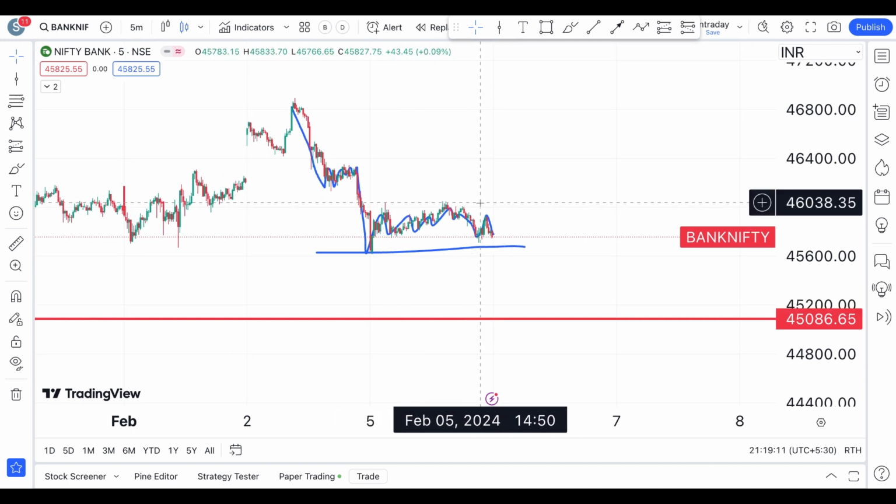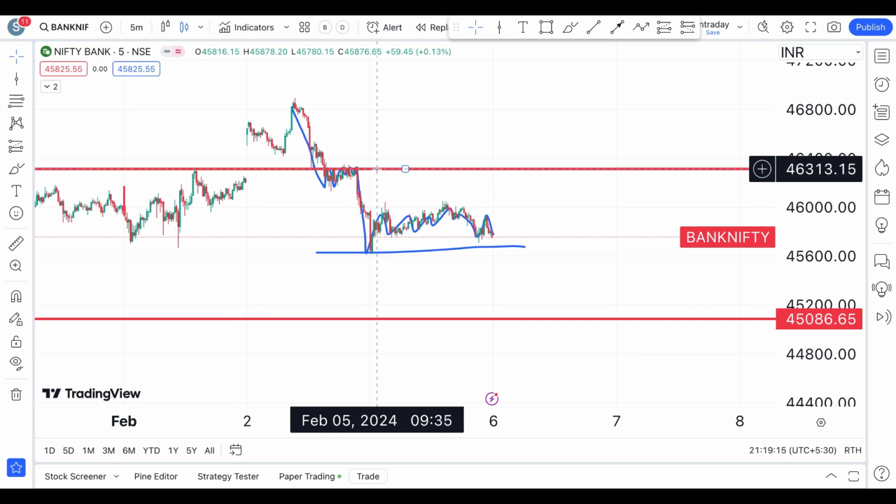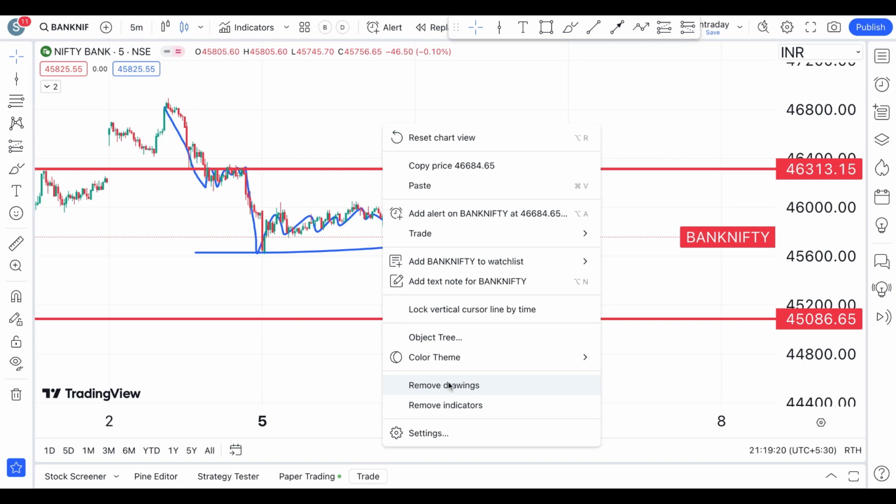But for any reason, if it crosses this level, then we have this price action on the left, which may put some hold on the Bank Nifty.